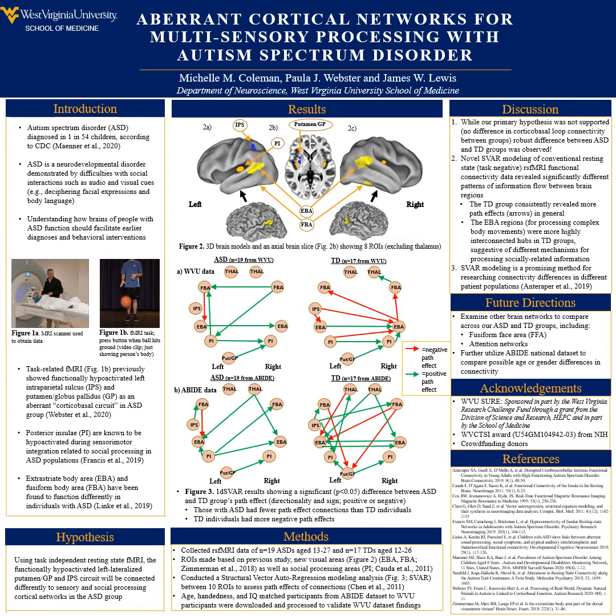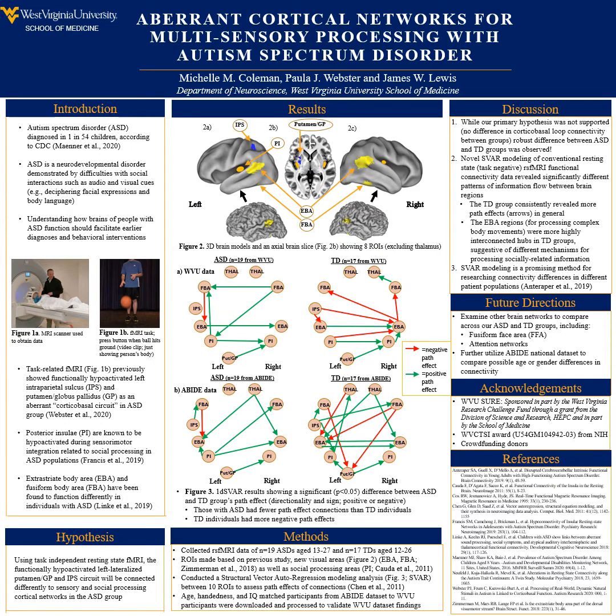This can be seen by comparing figure 3A with figure 3B, specifically looking at the left sides to compare WVU's ASD group to ABIDE's ASD group. One red arrow indicating a negative path effect can be seen for both of the ASD groups from the left FBA to the left EBA. These are two body area processing regions, indicating this perhaps is a key connection.